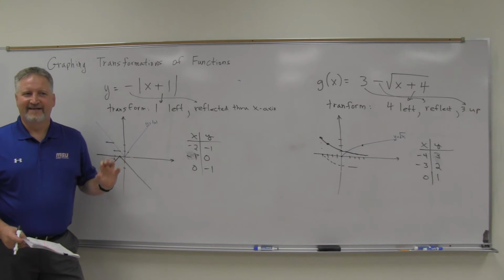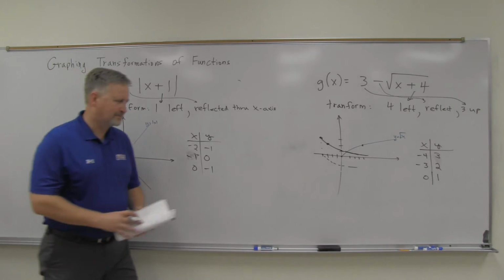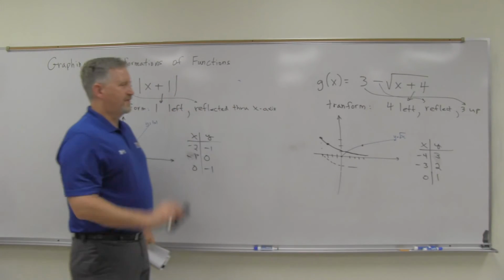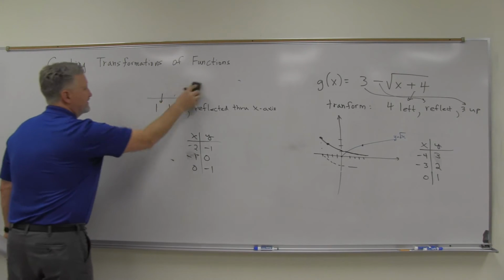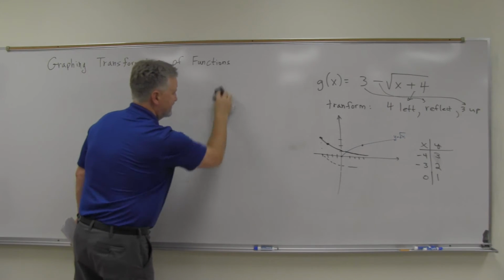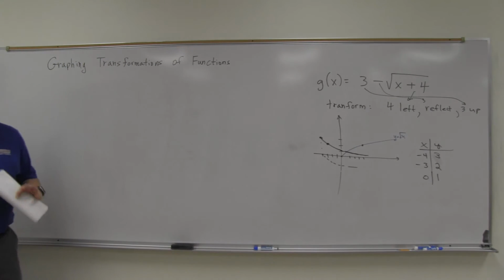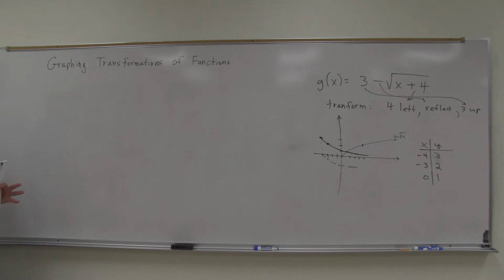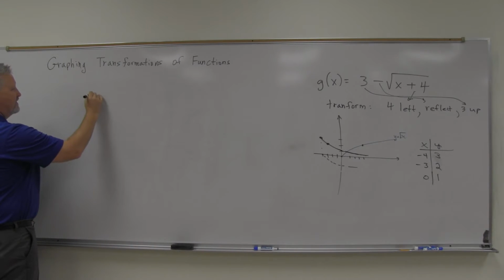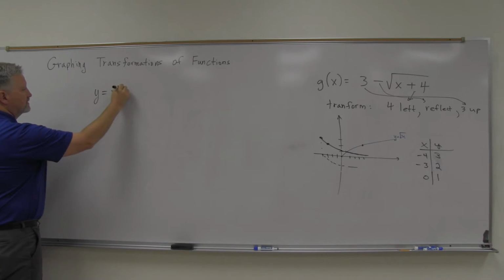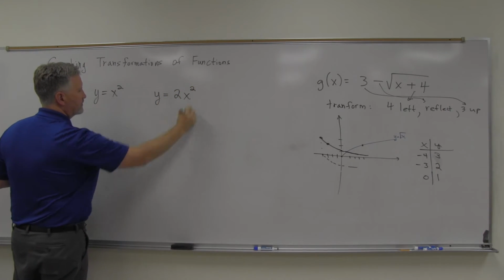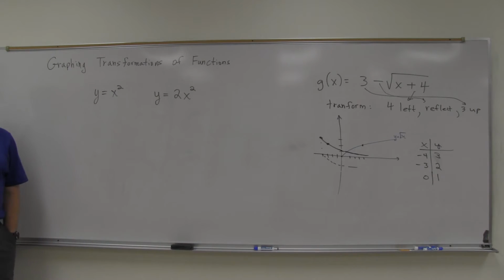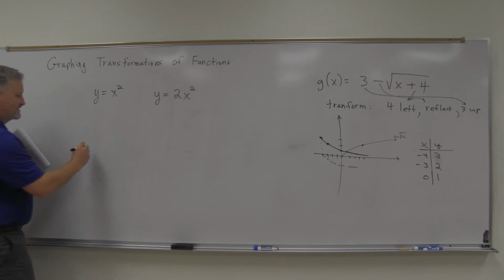Anything else? All right, now, one other thing before, just FYI, this will help us more later. One other type of transformation, and that is, what if I do a number here multiplied by the function? x squared and then 2x squared. See how we describe that.